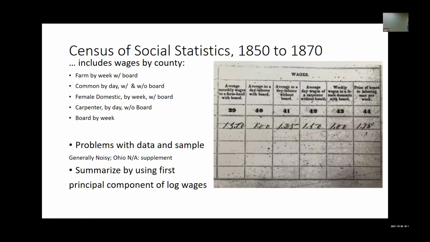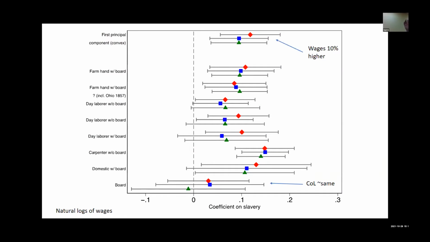Now, take a step further, and we can go to the Census of Social Statistics, and that has wages at the county level. Now, these are kind of noisy. So what we'll tend to do is use the first principal component, combine them across areas, and then you get this very striking result. So one of the things they have is board, and the cost of living is about the same, as you'd expect if you're in neighboring areas on a navigable waterway. But the wages are 10% higher in the south of the border.